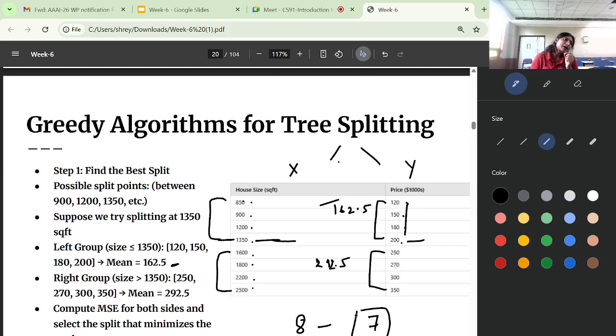So for all those 7 partitions we will calculate this mean square value and then check which partition is going to be better for our algorithm. So this is how you are going to split it for this regression algorithm. And if it is for a classification algorithm, you can simply check accuracy here. So it is easy to do.